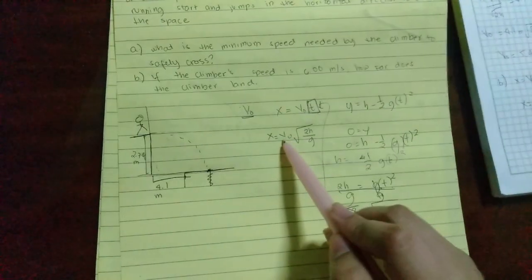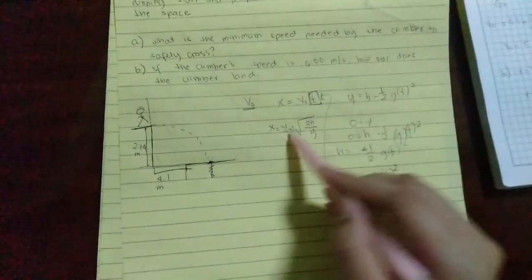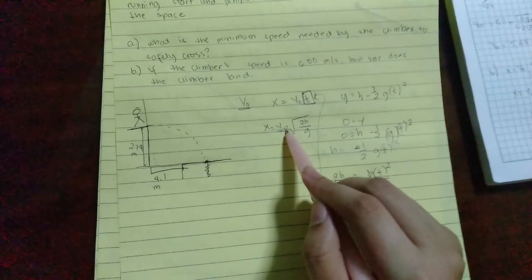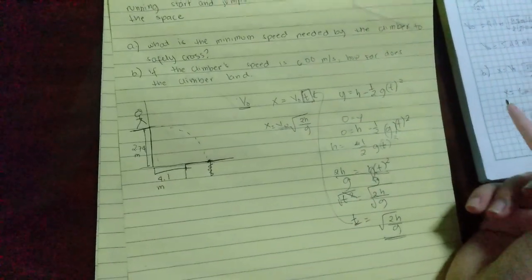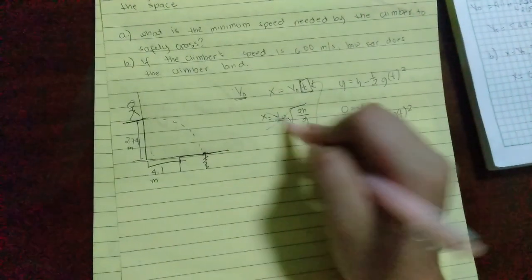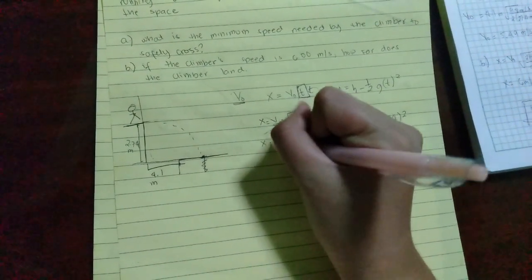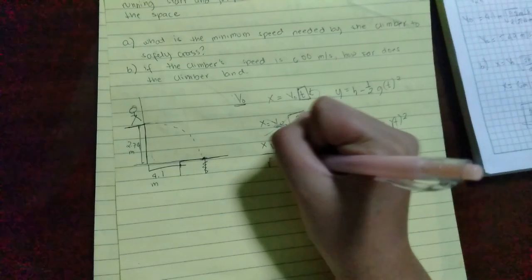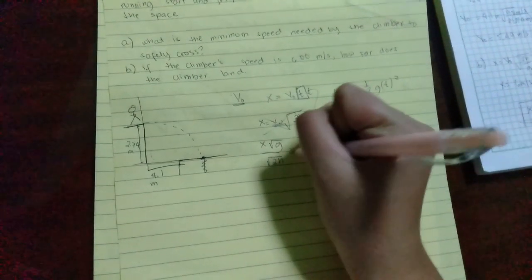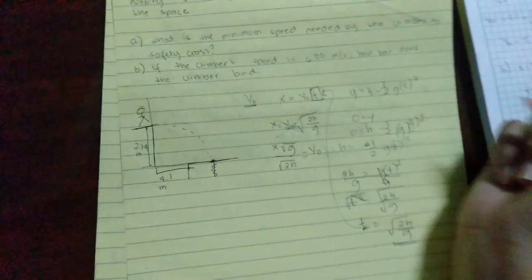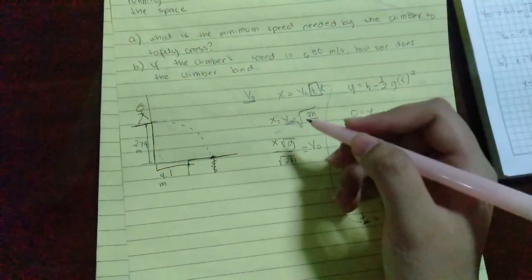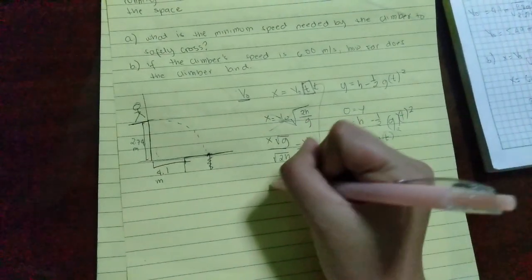And again, ang hinahanap natin kasi dito is yung minimum velocity. So, itatranspose ulit natin yung equation. We're gonna do cross multiply and we're going to end up with x times square root of g over square root of 2h is equal to velocity. And next is we plug the values.